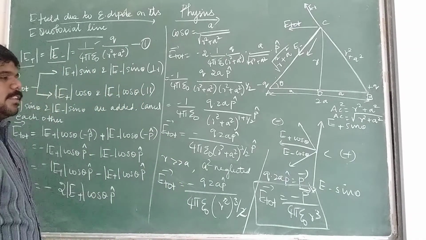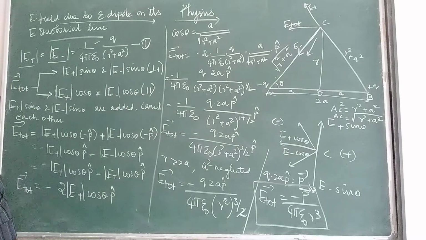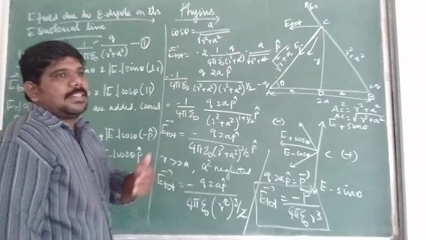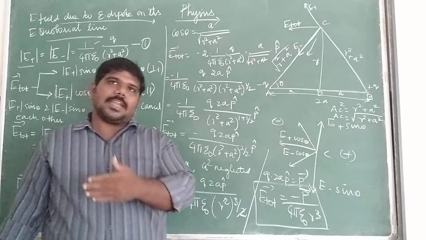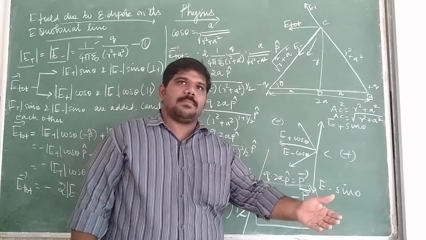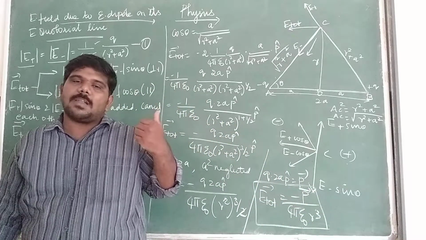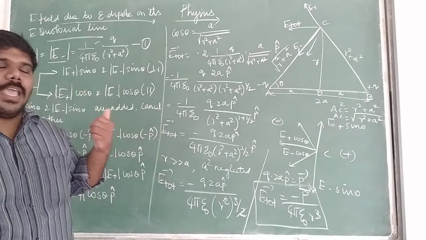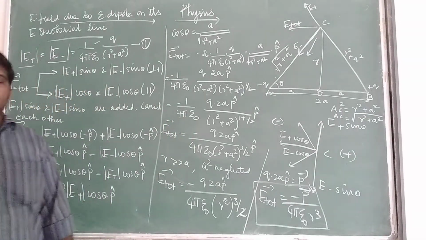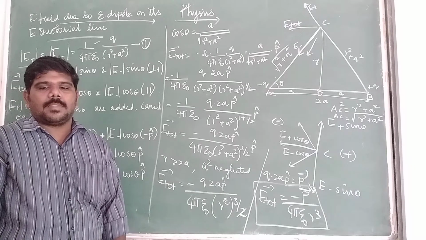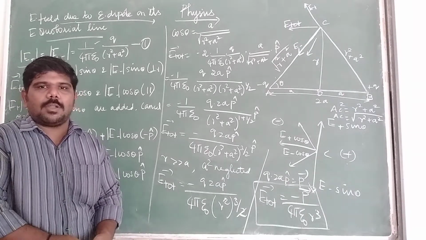So I hope you understand this. And one more thing here, what's the important point? For the axial line, the total electric field due to an electric dipole will still be in the direction of the dipole moment. But for the equatorial plane, the total electric field will be opposite to the direction of the dipole moment.